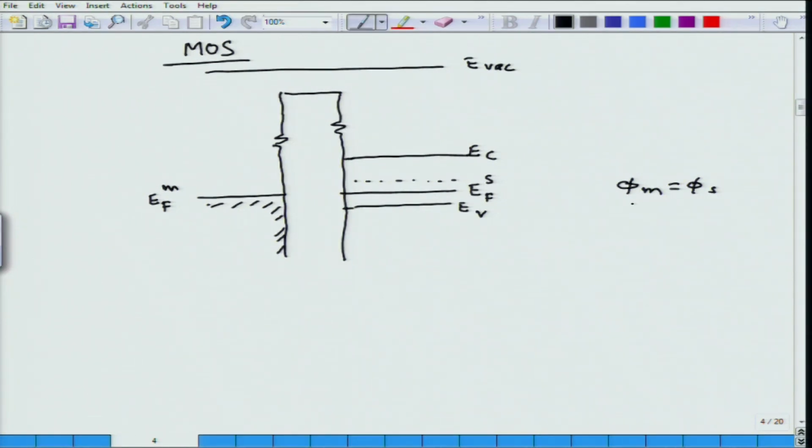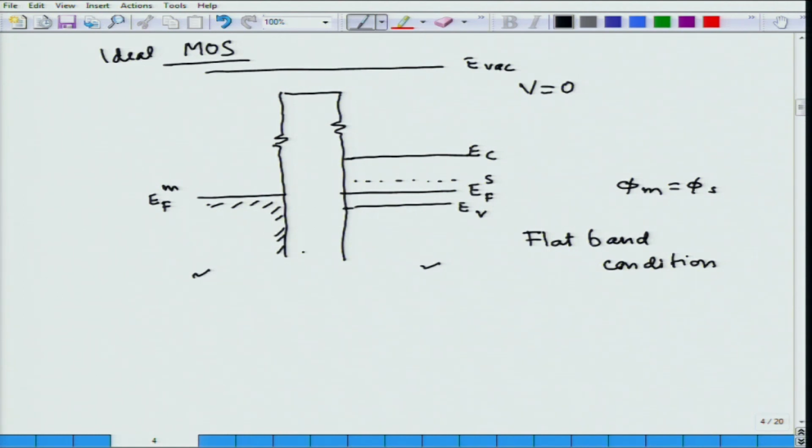Now, in this situation, since we have this ideal MOS condition, there is no charge accumulation on the metal side, and this is known as the flat band condition. The bands remain flat, there is no bending of the bands as we bring the metal, oxide and semiconductor together, and at this point it is in equilibrium and no voltage is applied, V is 0. So, if V is 0, this would be my electronic structure in equilibrium for an ideal metal oxide semiconductor.